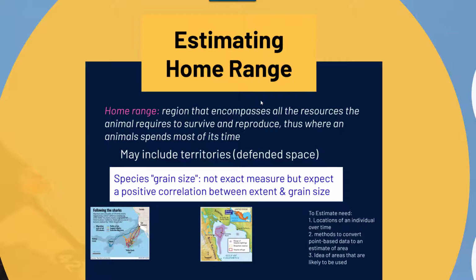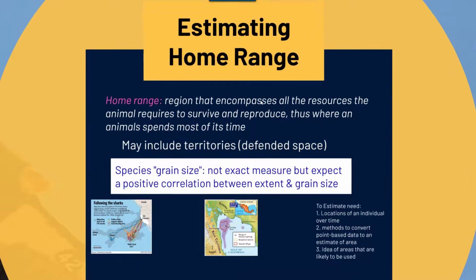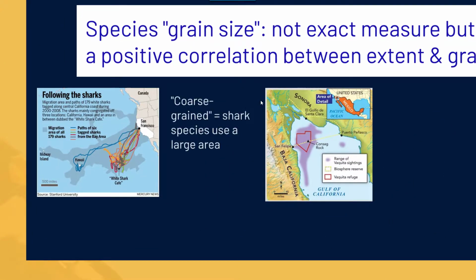The species grain size is not really an exact measure, but there tends to be a positive correlation between the extent of the home range and the grain size of the species. So in this particular set of figures, on the left-hand side, we have a coarse-grained scenario wherein there's a shark species that uses a large area of the Pacific Ocean. And on the right-hand side, we see a species that is considered fine grain.